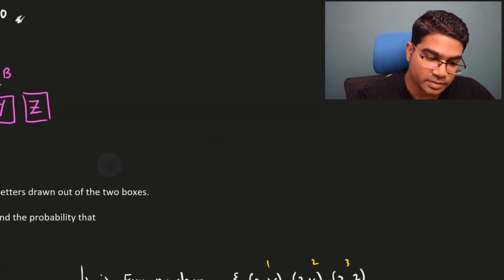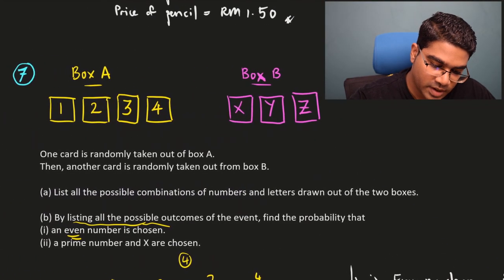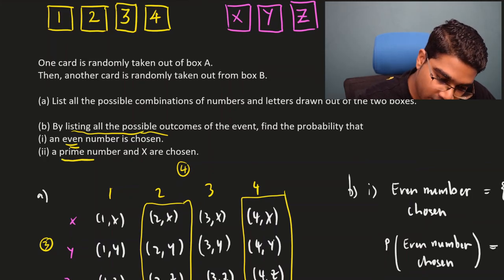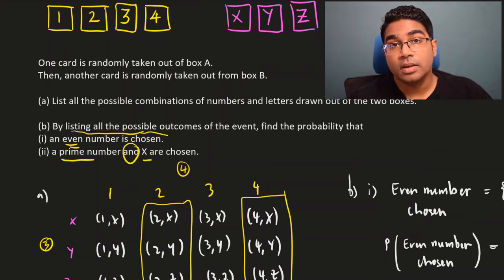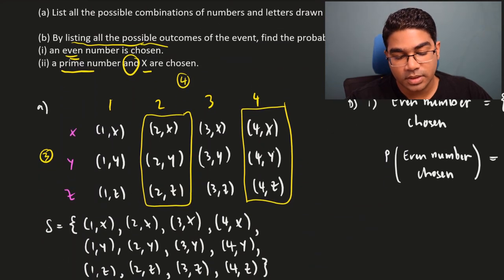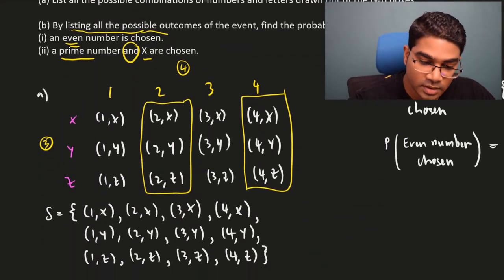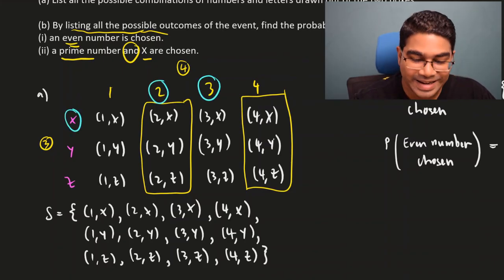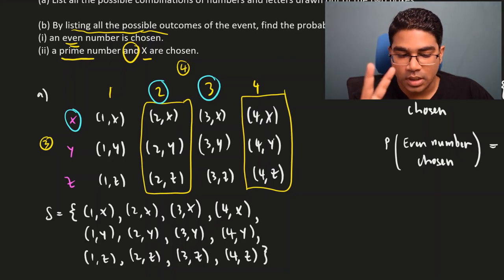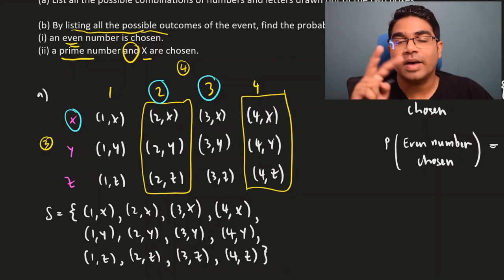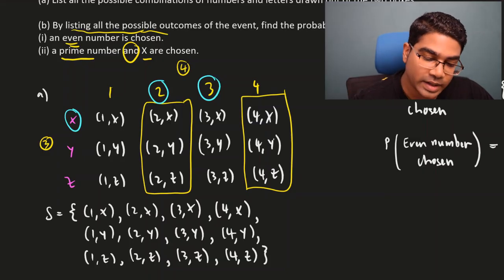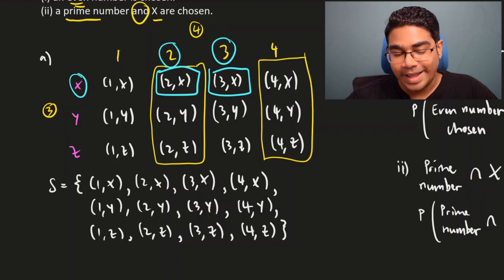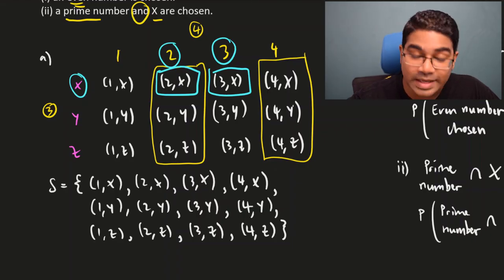Now let's look at the second question. So the second one is, find the probability that a prime number and x are chosen. So when we are looking for prime number and x, the only two prime numbers here are 2 and 3. These are our prime numbers, and they must have x as well, so it must include both. If it is or, then it can have either one to qualify. But here, when it is and, it must have both. The only two with both the prime number and x is 2x and 3x.